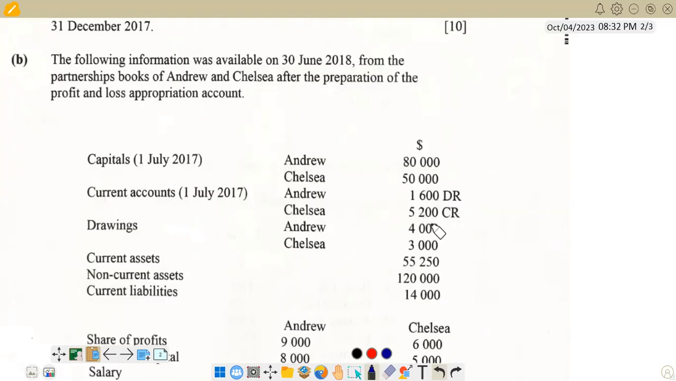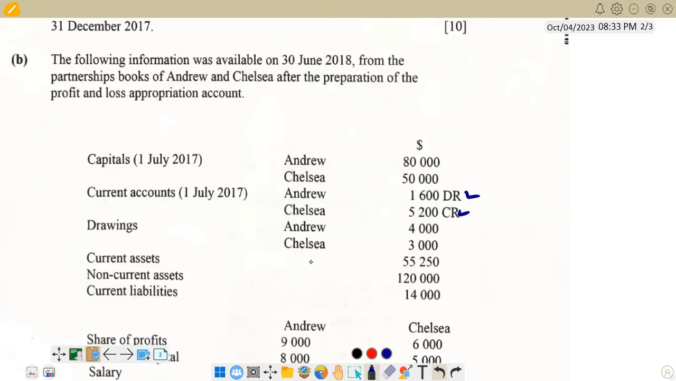And then for Chelsea, we've got 5,200, which is a credit balance. So we know a normal current account has a normal credit balance, so it has to be positive if it's credit, and negative if it's debit. In this sense, since we are not allocating in terms of debit and credit, we are going to start with 1,600, that one that is debit, as a negative. Then 5,200 for Chelsea should be a positive.